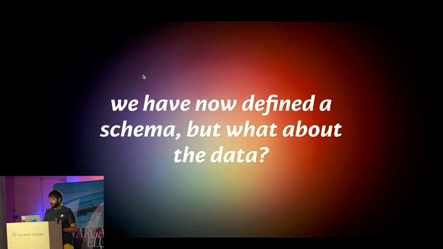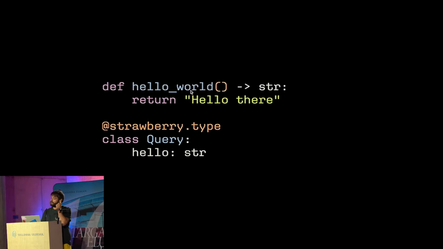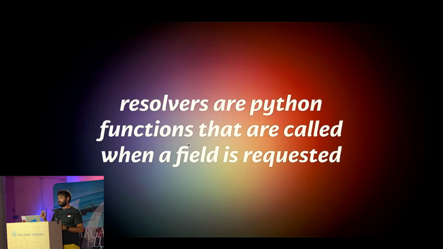Okay, so we have defined the schema, but what about the data? As I mentioned, GraphQL is kind of agnostic about what you're using, but you still need to fetch data somehow. So you do this using a concept called a resolver, which is basically a Python function. So for example, here, we want to say that every time I'm fetching the hello field, I want to return hello there using this hello world function. And the way you do this in Strawberry is by using the strawberry field function, which is similar to dataclass.field, and you pass the resolver. And so this tells GraphQL to always call that function when the field is requested.